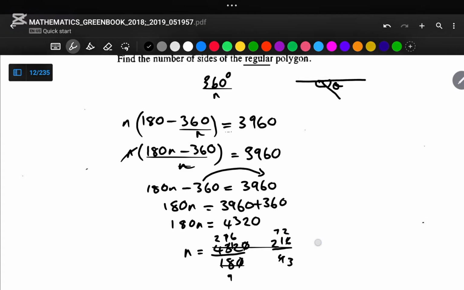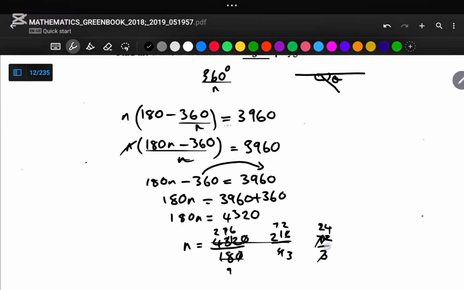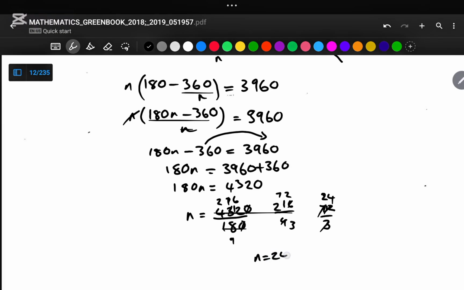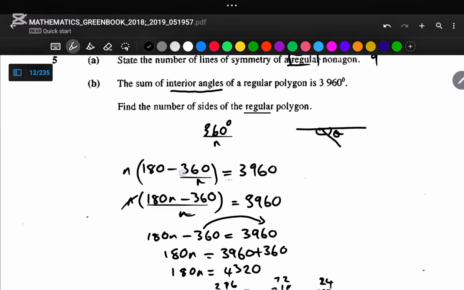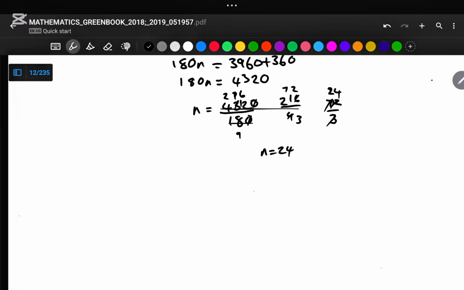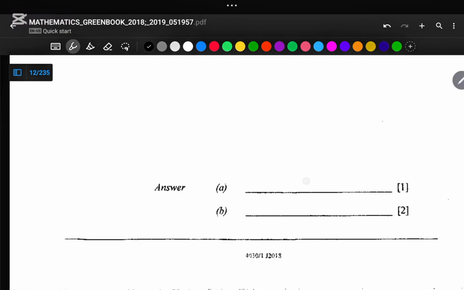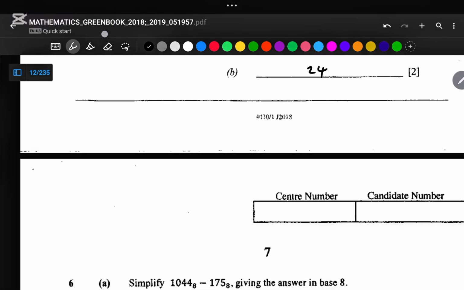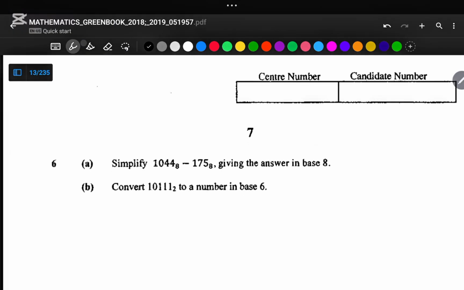72 divided by 3. What is 72 divided by 3? It gives us 24. So n will be equal to 24. That is our final answer. n is equal to 24, and we are done. So our first answer was 9, and our second answer, n, is equal to 24. And let us move on to number 6.